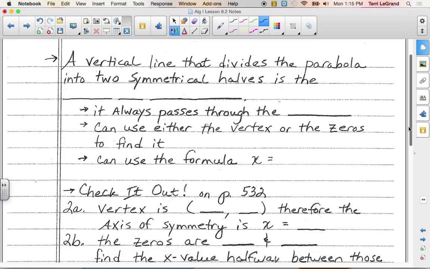Okay, so let's go to the back side. Again, I'm just kind of highlighting some things. You really do need to read through this section because it's got a lot of important information in it. Okay, a vertical line, we already know this. A vertical line that divides the parabola into 2 symmetrical halves is the axis of symmetry.